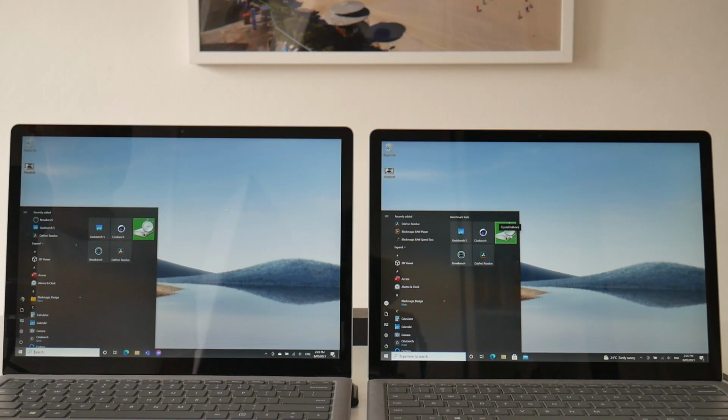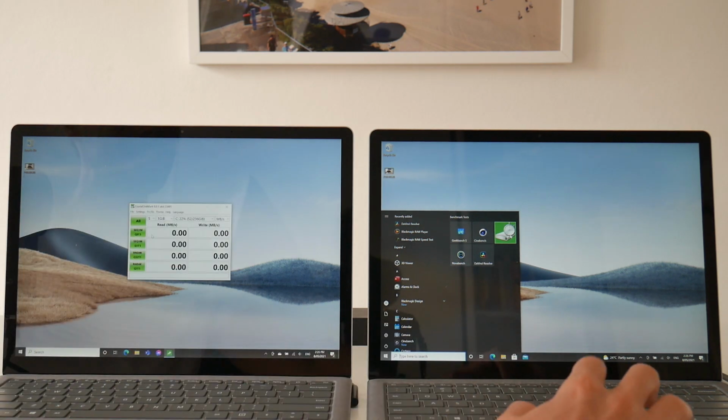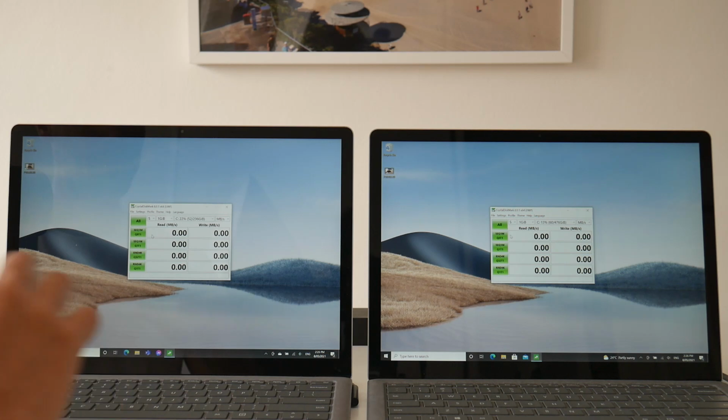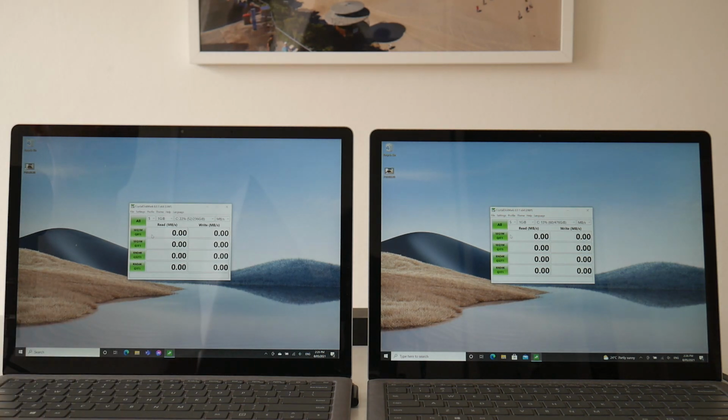The first test we're going to run is CrystalDiskMark, which is going to tell us how fast the SSDs are inside of both of these. I'm not sure if they're using the same manufacturer for the SSD inside of both, but let's open up CrystalDiskMark and see which one outperforms which. We're going to keep all the settings on CrystalDiskMark as standard, and we're just going to hit all on both, and we're just going to start that test right now.